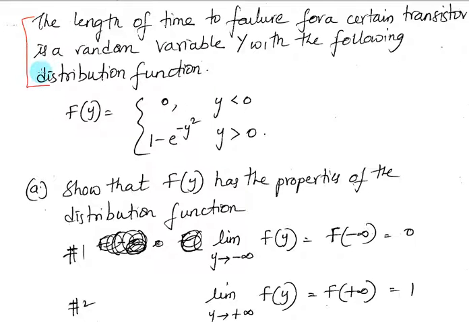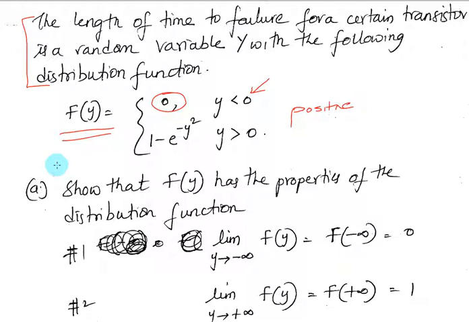random variable with this cumulative distribution function, which is given by this uppercase F of y, which is 0 if y is less than 0 and 1 minus e raised to negative y squared if y is greater than 0, which means this function is really defined only on the positive side of the real line, and anything below 0 it is going to take a value of 0.